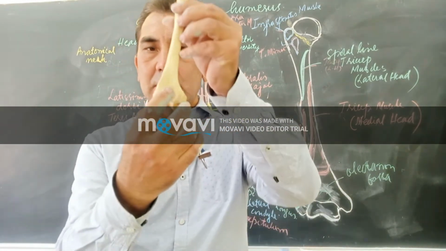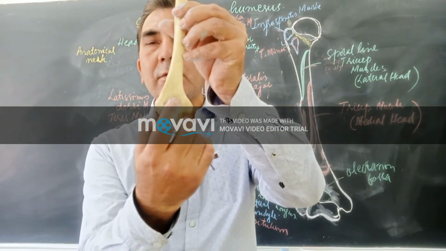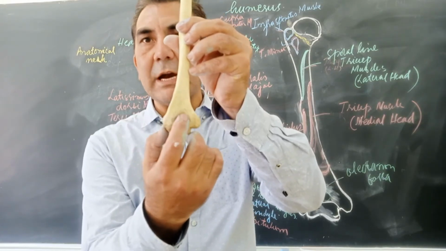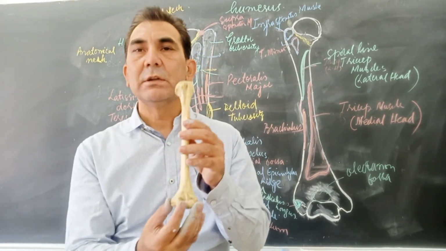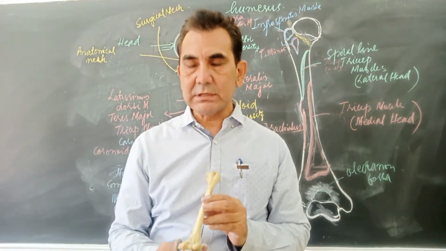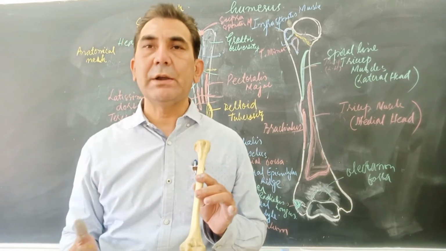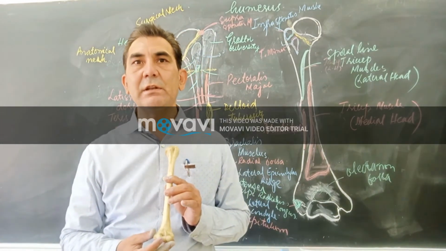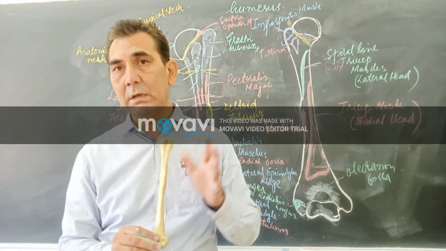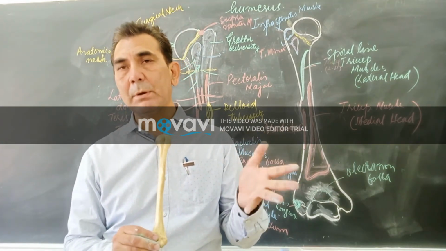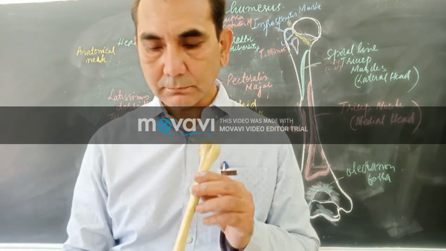And then the olecranon fossa, the only fossa present on the posterior side of the lower extremity, is always kept on the posterior side. So you can identify whether it is a right side bone or a left side bone. So this is the left side bone of the upper limb, the upper arm.